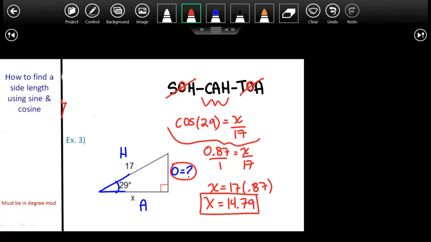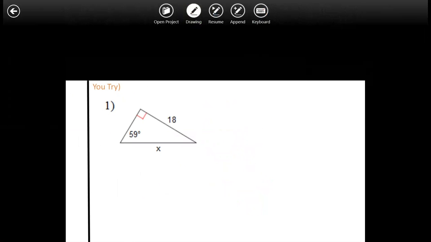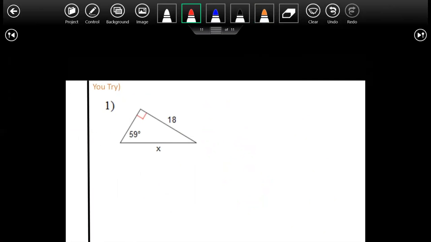One more problem, then I'll give you guys your homework. I want you guys to try this one out. This is all we're doing. You guys are rocking it. Now, I'm not telling you which one you're going to use. It can be sine, cosine, or tangent. Decide. Solve this one out, and we're going to end there.